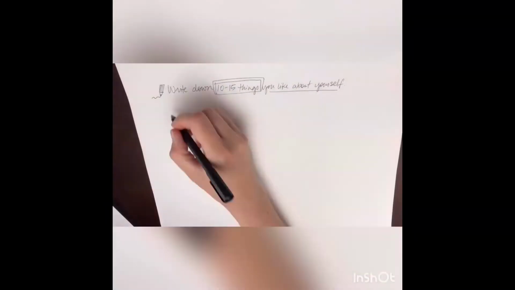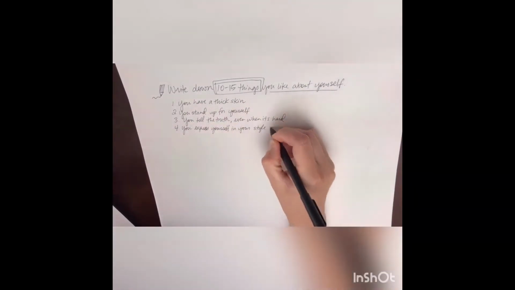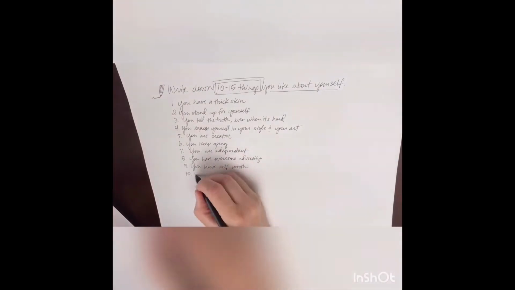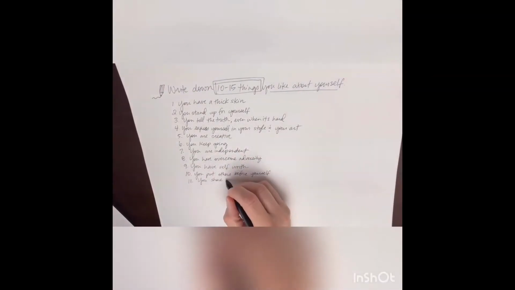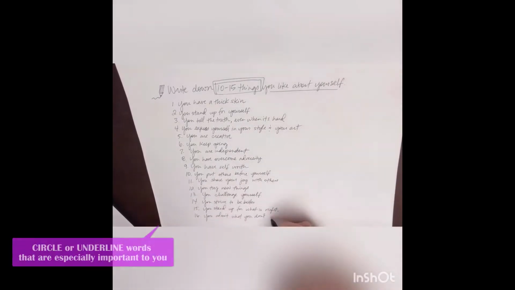Start by making a list of 10 to 15 things you like about yourself. Things about your appearance, things about how you think, things about how you act, ways you treat other people. Just try to think of 10 to 15 things that you feel positive about.